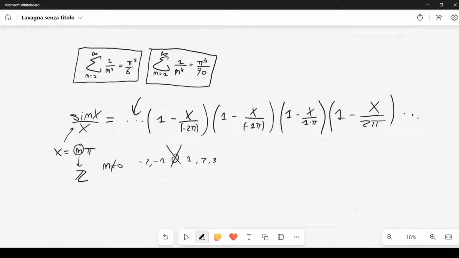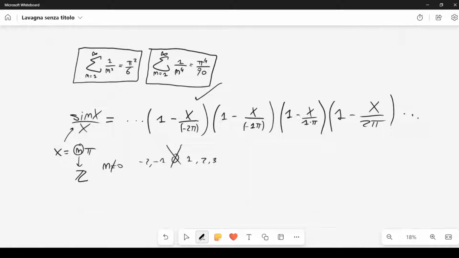So the dots represent the fact that here you have an infinite number of terms. For example, you have 1 minus x divided by minus 3 pi, and so on. And similarly here you have 1 minus x divided by 3 pi, and so on.